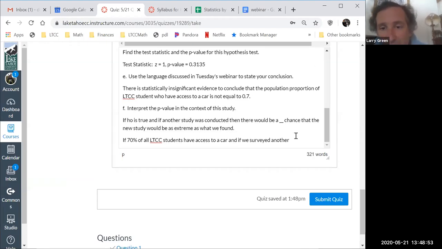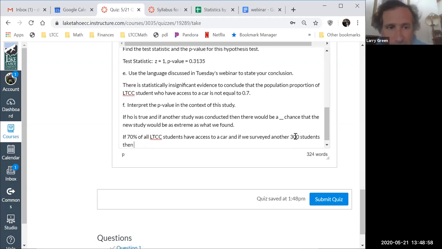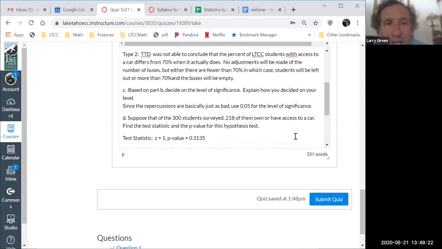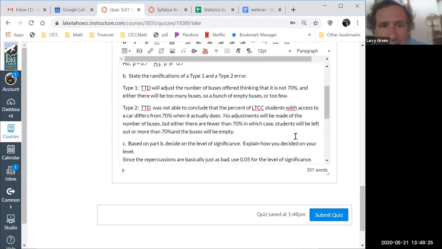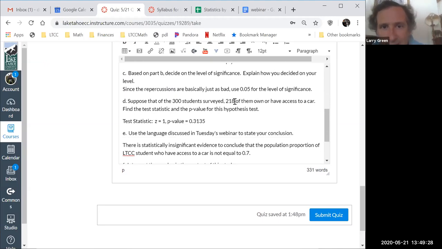So if we surveyed another 300 students, then there would be, and now the p-value is 0.3135, or a 31% chance that the new study was as extreme as what we found. But what we found is of those 300, 218 owned or had access to a car.